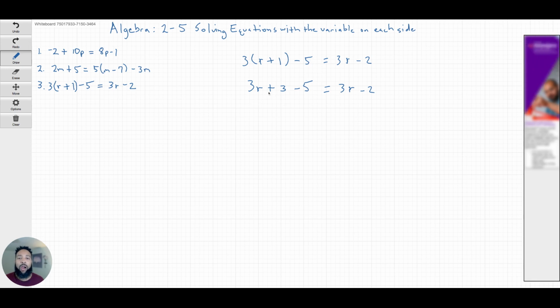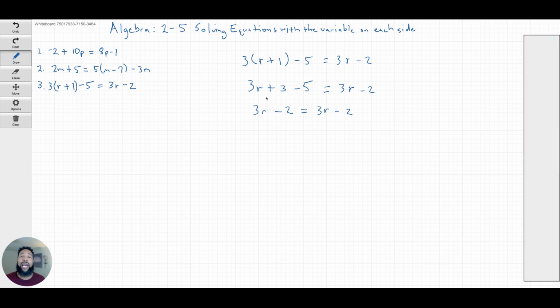So now let's combine like terms on both sides. So we have a plus 3 and a minus 5. So 3 minus 5 is negative 2. So we have 3r minus 2 equals 3r minus 2. Oh, so now we have an equation where the left side and the right side equal each other, but you can't solve for the variable. So what does this mean if you end up with something like this? 3r minus 2 equals 3r minus 2. That works, that's correct. But if I were to minus 3r on both sides, the variable would go away.